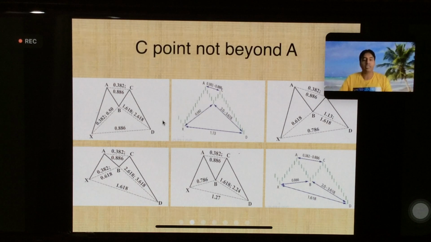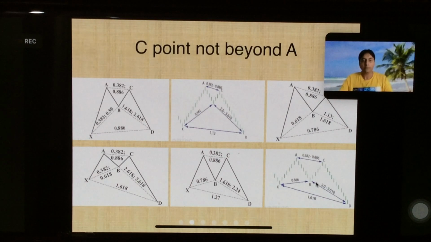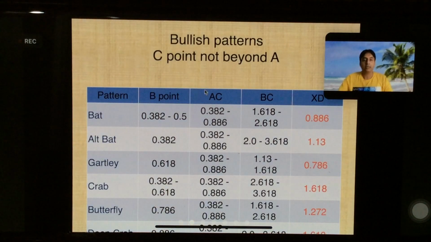Otherwise what happens is, there is confusion about which pattern it is. You can write down the name: bat, alternate bat. So this will be bat, this will be alternate bat. This will be Gartley. This will be crab, butterfly, and deep crab. Right? And bullish pattern. C point not beyond it.